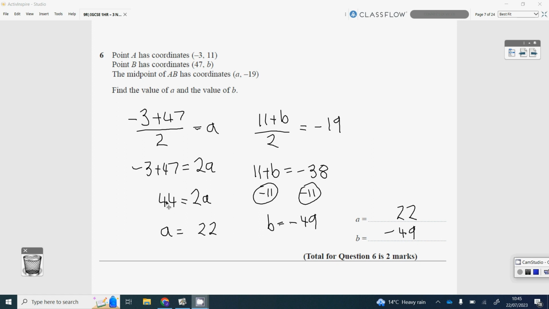-3 at 47 is 44. Divide by 2, we've got a being 22.